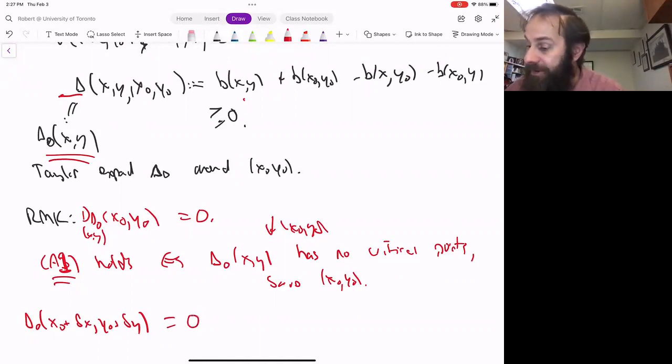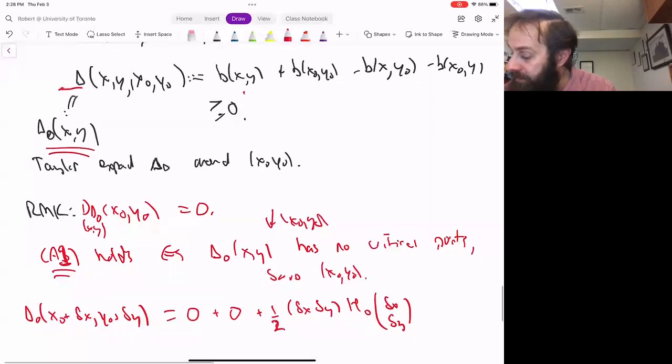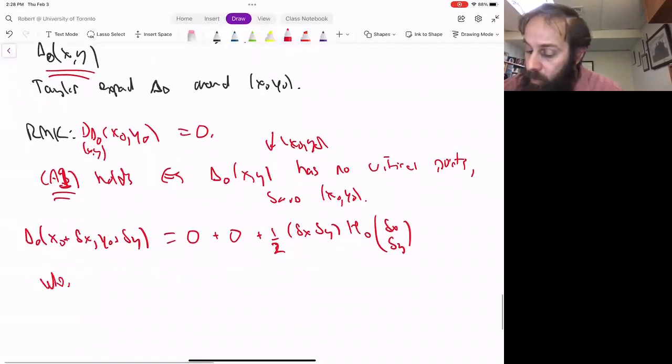So the first order in the Taylor expansion vanishes. And by this remark, the second order term in the Taylor expansion vanishes as well. And so the first non-zero term is going to be the second order term in the Taylor expansion, which is something like delta x, delta y, h naught, delta x, delta y, where h naught is the Hessian at x naught, y naught of delta naught.